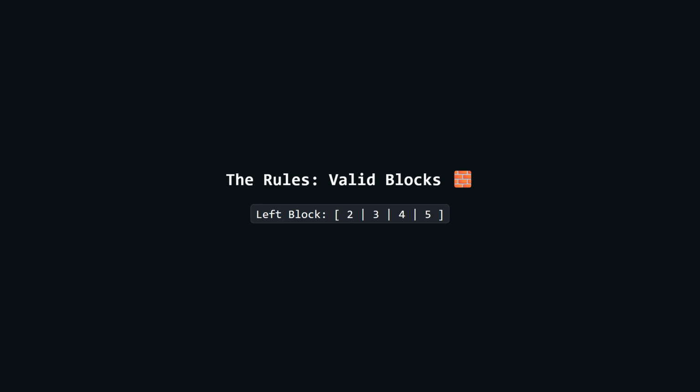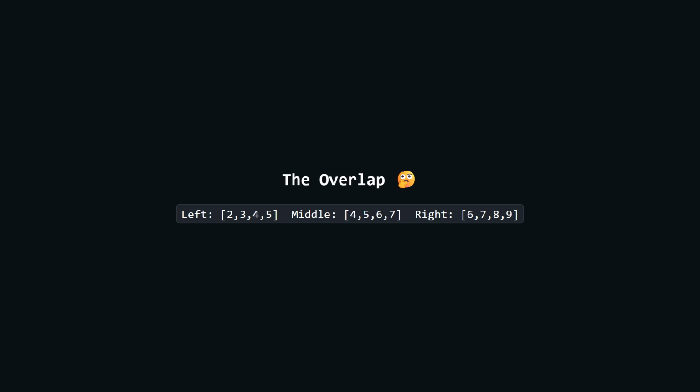The first is what we'll call the left block, which is seats 2 through 5. The second valid block is what we'll call the right block, covering seats 6 through 9. And finally, there is a middle block, which covers seats 4 through 7. Notice the overlap here. The middle block shares seats with both the left block and the right block. This is a very important detail.